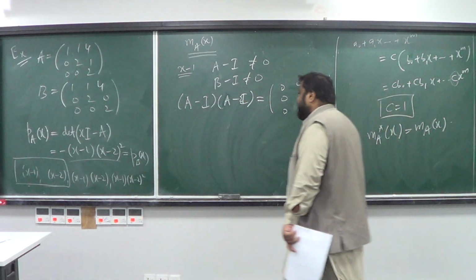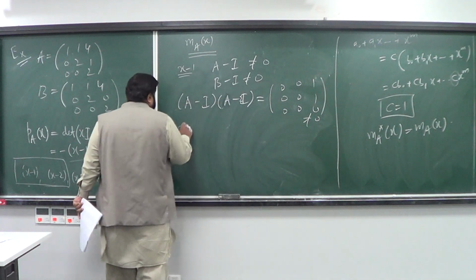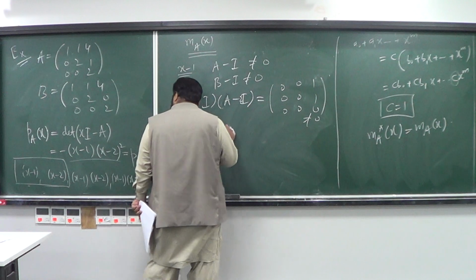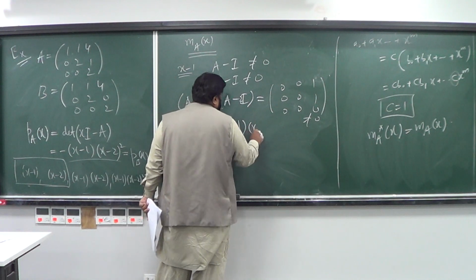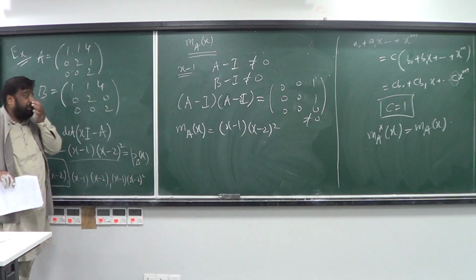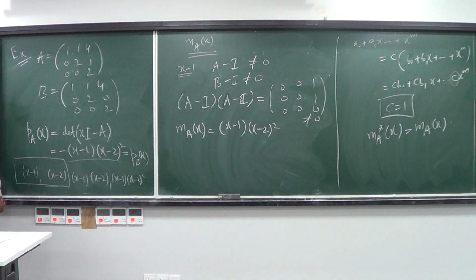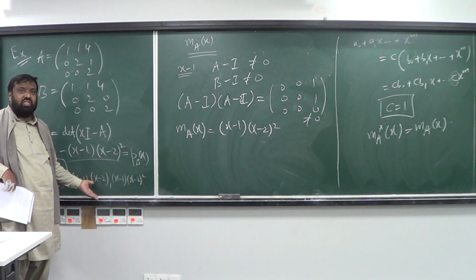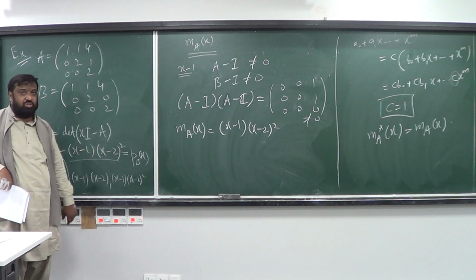So this means that the minimal polynomial of A, m_A(x), is this: x minus 1 times x minus 2 squared. This is the minimal polynomial of the matrix A, because all other factors are not annihilating the matrix A. So the annihilating polynomial of the smallest degree for the matrix A is this actually.